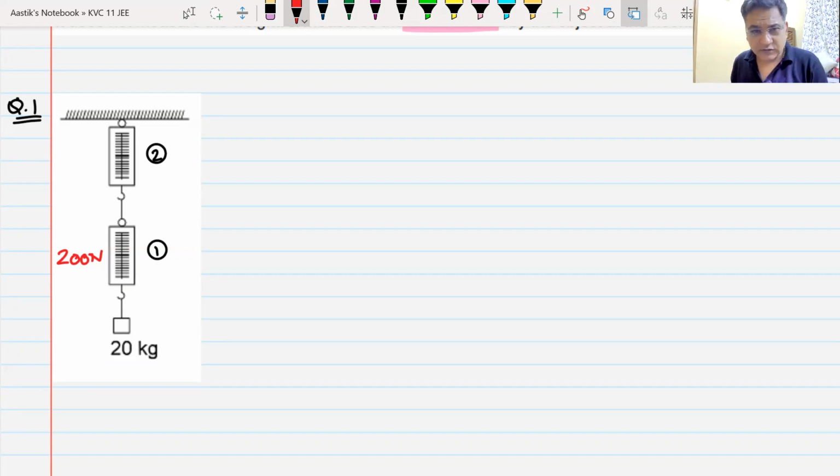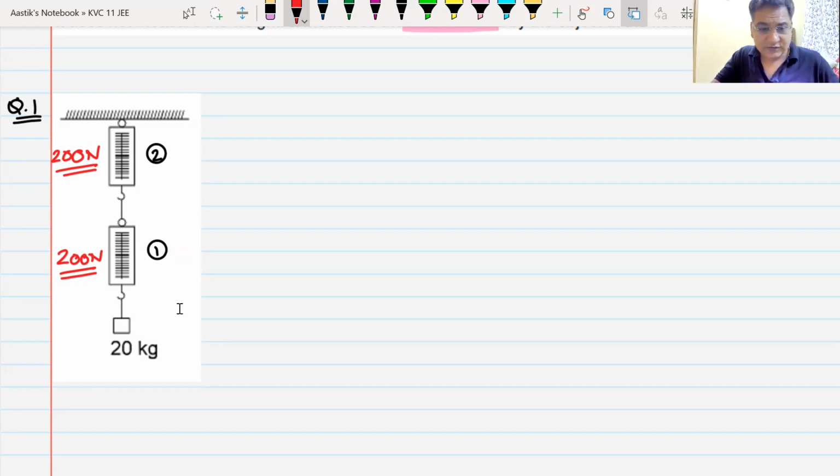There is no mass of the spring balance one. So the reading in spring balance 2 will also be equal to 200 Newton. Do we understand this? Yes or no? So it's a very simple concept. The reading of the spring balance is nothing but the force applied by the body on the spring balance. We understand this?